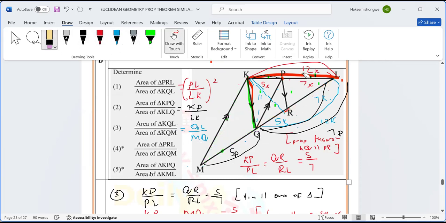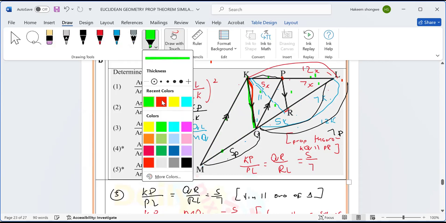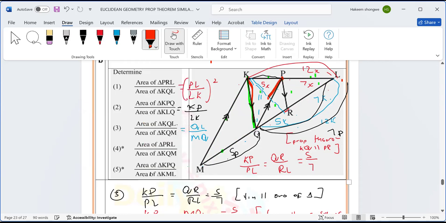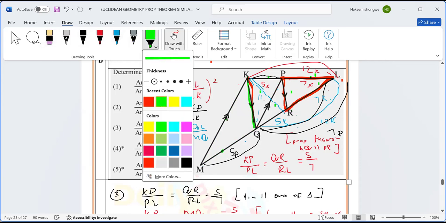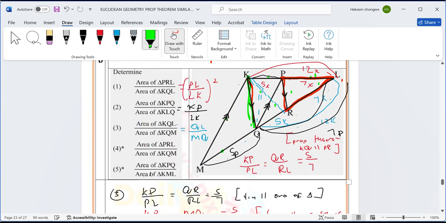With number 4, let's check what we have. We have PRL. I like to start with it. PRL, this one here. And then we want our PRL to go with who? With KQM, the green one. KQM, this one. Yeah, you can see them.